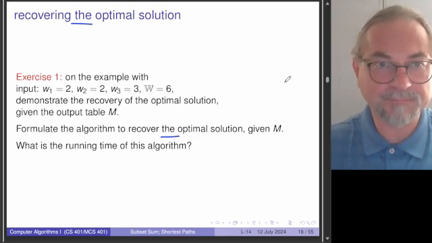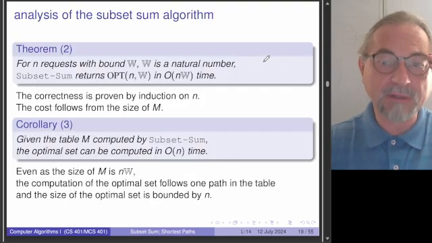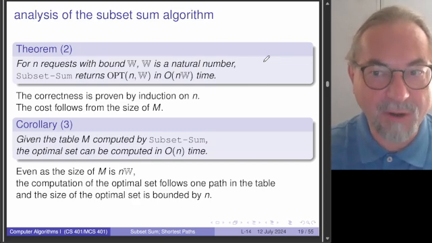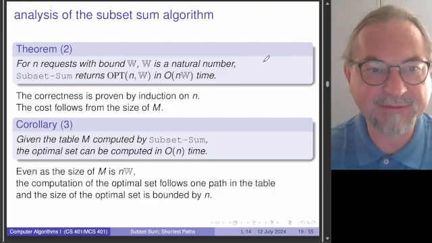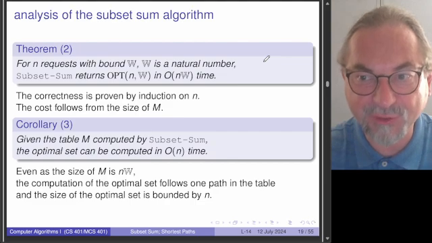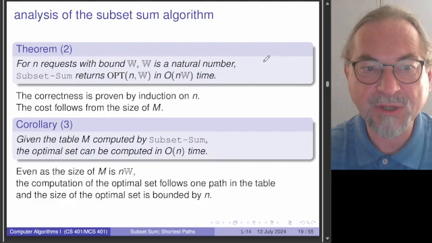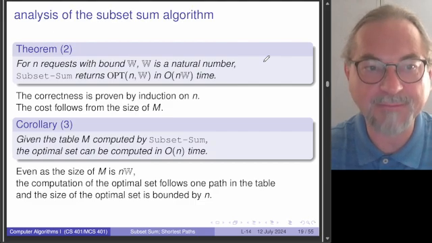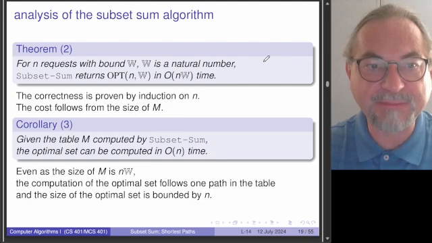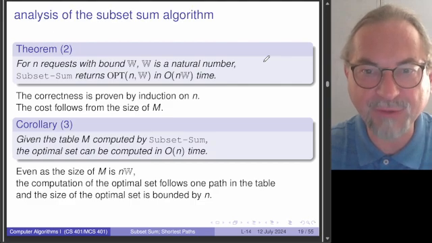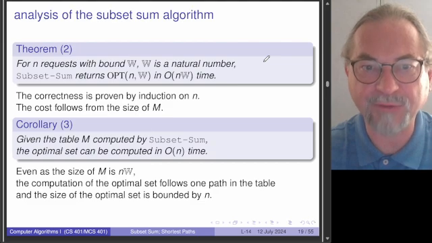Okay, let me analyze the algorithm now. So we have obviously that we are dealing with a table, and we run through all the elements in this table. So it is at least proportional to the size of that table. So here I'm simply stating that the value, the optimal value, is computed in time the number of items times the value of that bound.